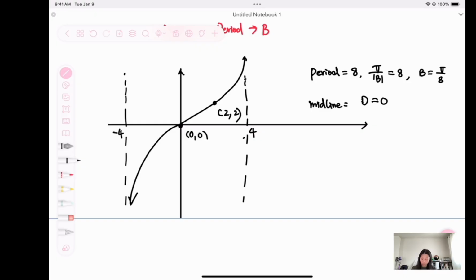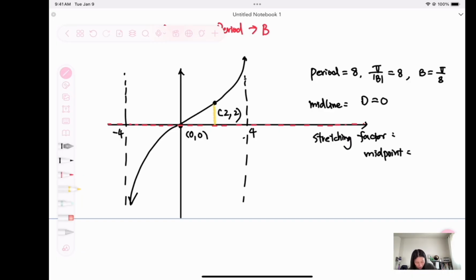And the stretching factor, a, comes from the midpoint. So let's take a look at the y-coordinate of the midpoint. The y-coordinate of the midpoint is 2. To be more accurate, it is the y-coordinate, how far away from the midline. The midline is in here.